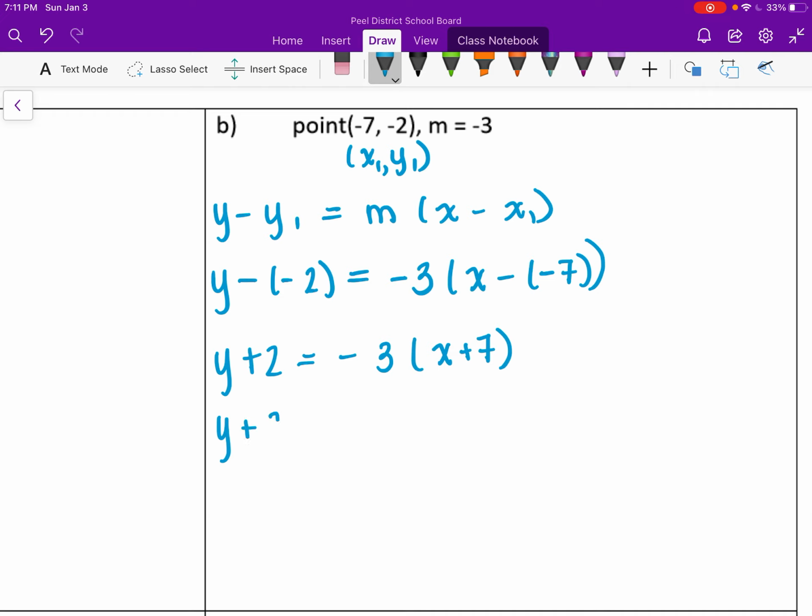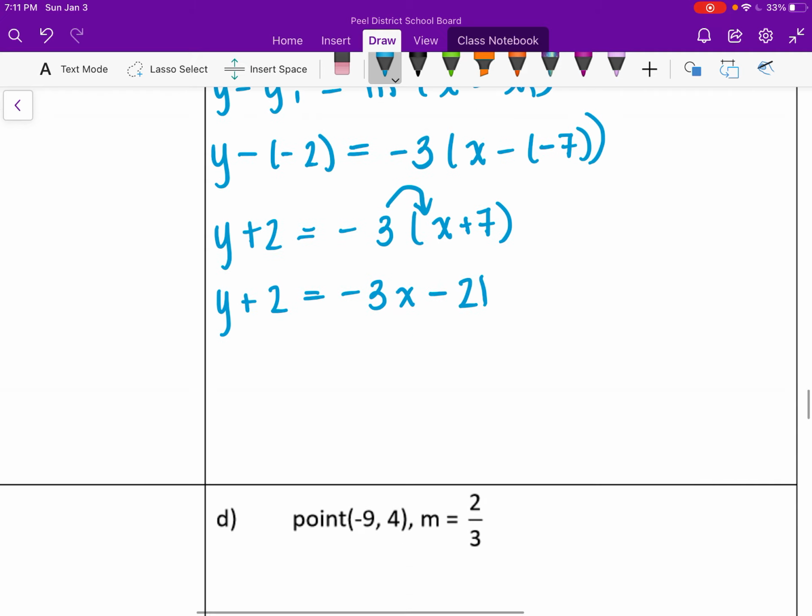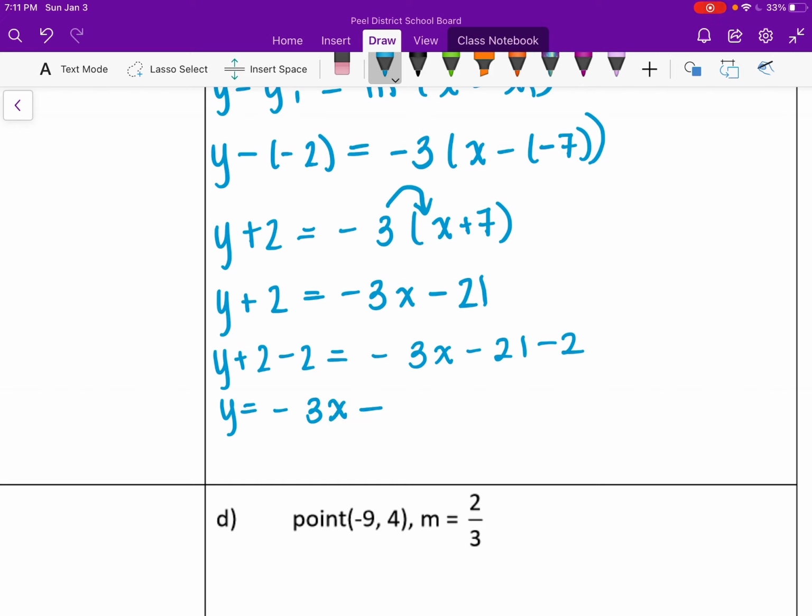Y plus 2. Now I'm going to expand that bracket. So I'm going to do negative 3x. Negative 3 times positive 7 is going to give me negative 21. I want to get the y by itself, so I'm going to do y plus 2 minus 2. Whatever I do to one side, I got to do to the other. So I'm left with y equals negative 3x minus 23. And that is my answer.